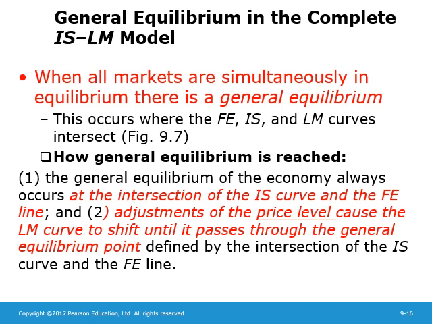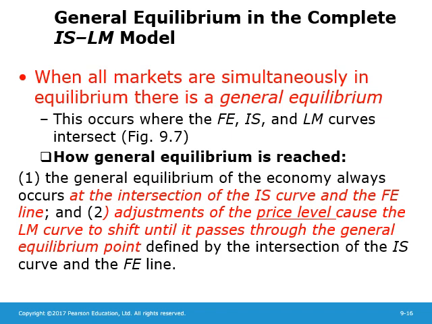They are very important. The general equilibrium of the economy always occurs at the intersection of the IS curve and FE line. So the point of general equilibrium will always be an intersection of the IS curve and FE line. And second, adjustments of the price level cause the LM curve to shift until it passes through the general equilibrium point defined by the intersection of the IS curve and FE line. Remember this, and it will become clearer afterwards. But to get the general equilibrium, you first need an intersection between the IS and FE line, and then the LM curve will shift so as to get to this equilibrium point.